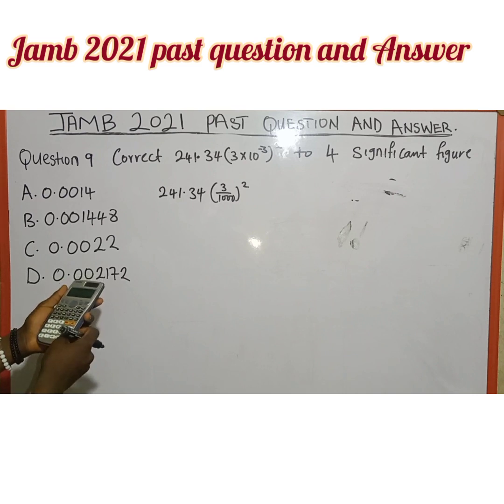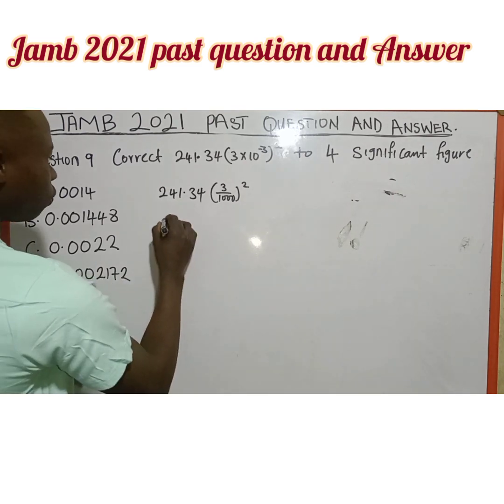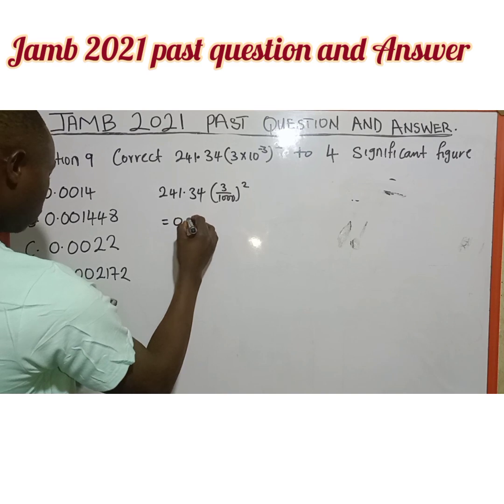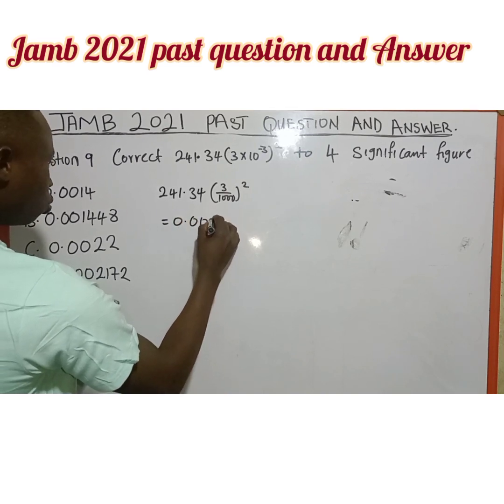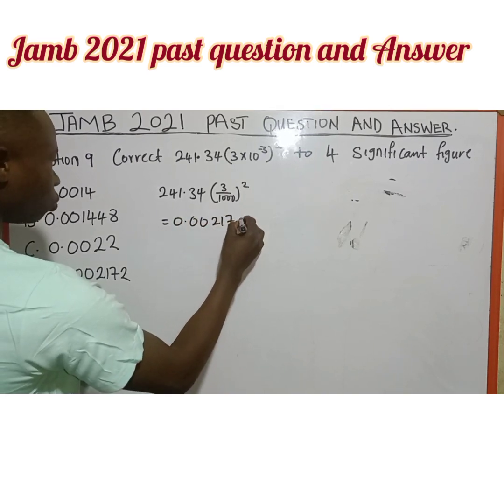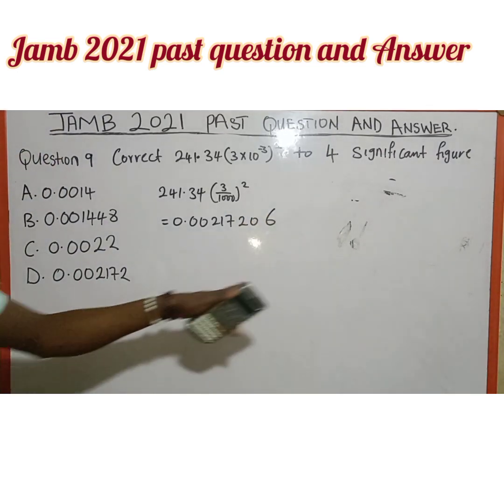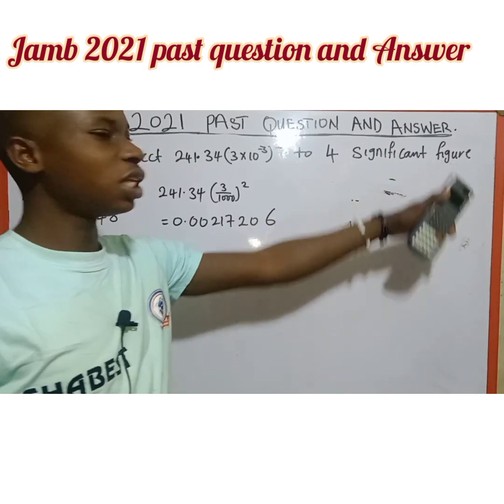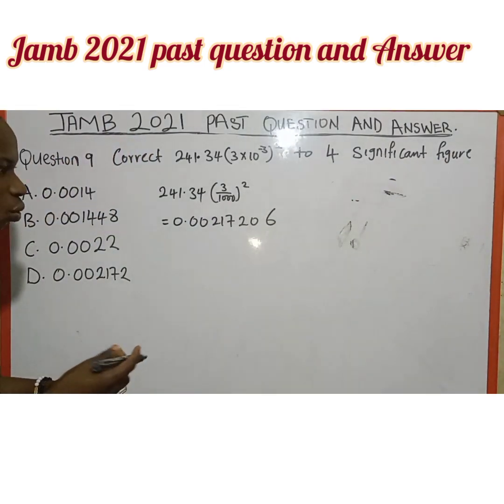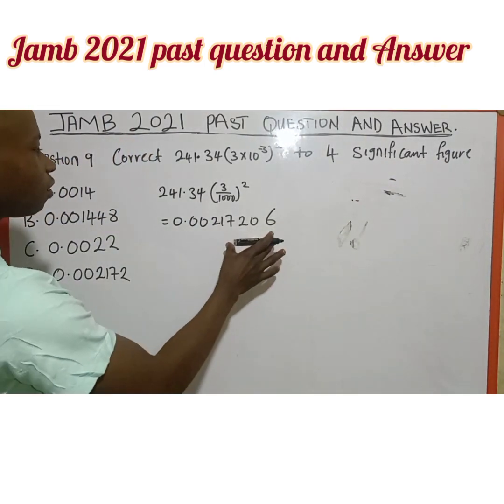241.34. So it's going to give me 0.0021726. So this is my answer. But remember, the question says we should correct it to 4 significant figures. So after 0, the number you see is our first significant figure.